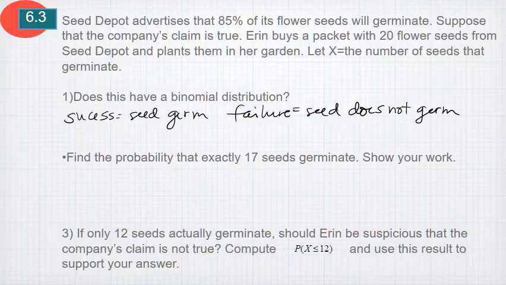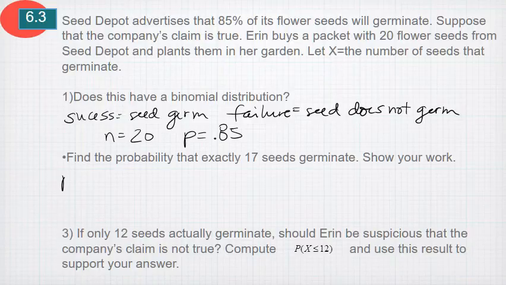Do we have a set number? Yes, we have 20 seeds, so we have a trial number of 20. And how about the probability of success? The probability of each seed germinating is 85%, assuming that the advertising is true. So assuming that they truly are independent, then we do have a binomial setting with an n that's equal to 20 and a p that's equal to 0.85.